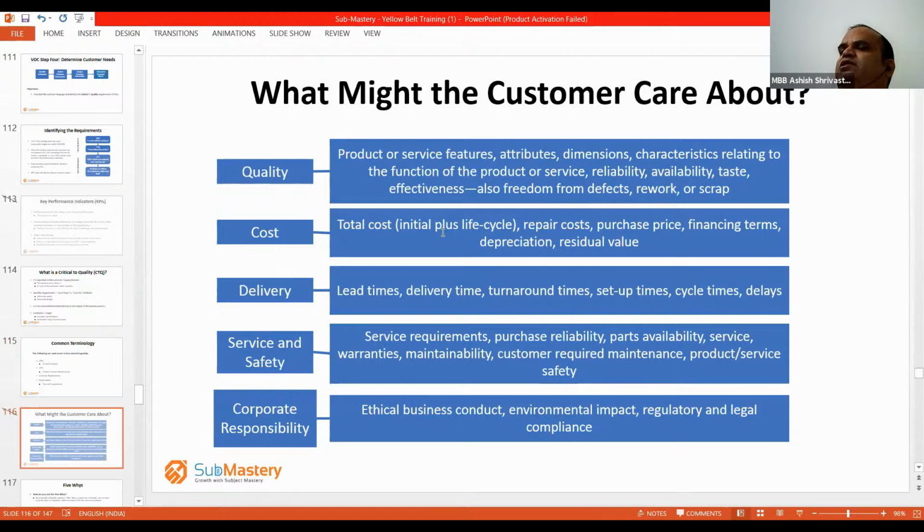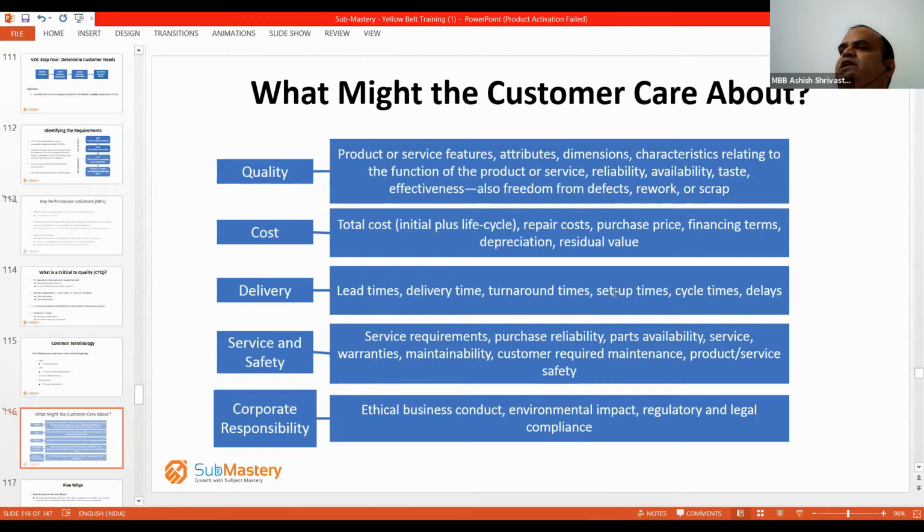Cost, definitely, is a major important factor. There are many costs associated that affect your customer, like total cost, repair cost, purchase price, depreciation price, or other types of costing. Delivery will also affect your customer: particularly lead time, your supply time, your delivery time, your cycle time, your delay. All these things will affect your customer.